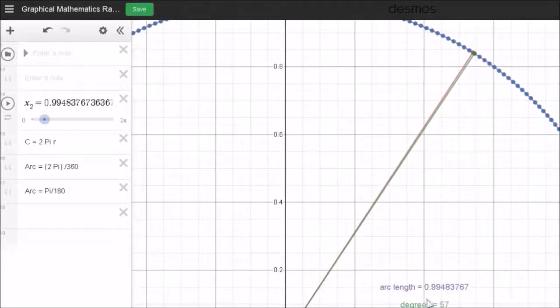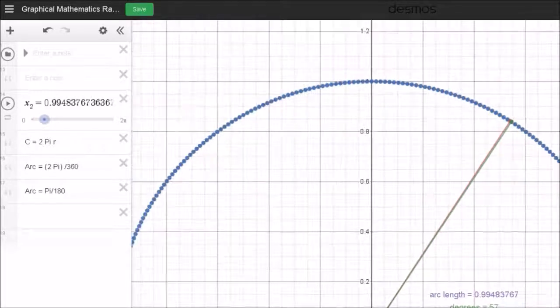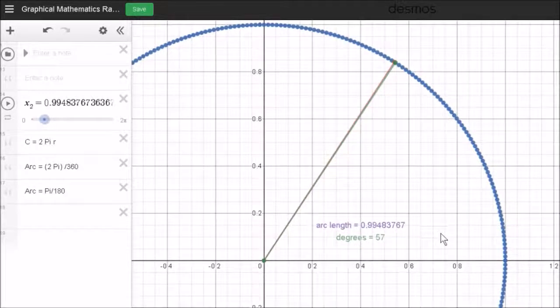Now what's special about this particular value for our angle? Well, we can see here that the arc length is approximately equal to 1. So that means that if we were to zoom in a bit, we can see that this arc length here is approximately equal to 1. So that is, this length here is approximately equal to this radius here. So what's so special about having this arc length equal to 1?